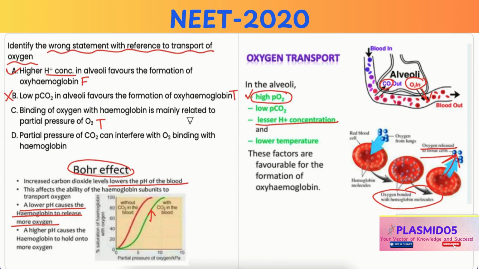Option D, partial pressure of carbon monoxide can interfere with oxygen binding with hemoglobin. Now, this is also true. Carbon monoxide competes with oxygen for binding to hemoglobin. So, even a small amount of carbon monoxide can interfere with oxygen transport because carbon monoxide binds to hemoglobin with much higher affinity than oxygen. Hence, this is an incorrect option.